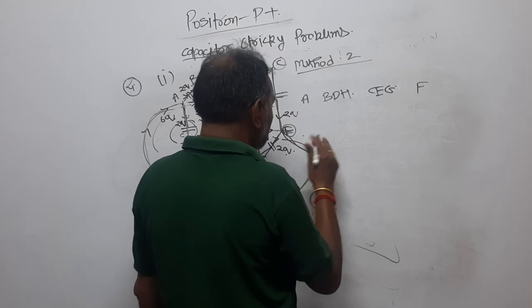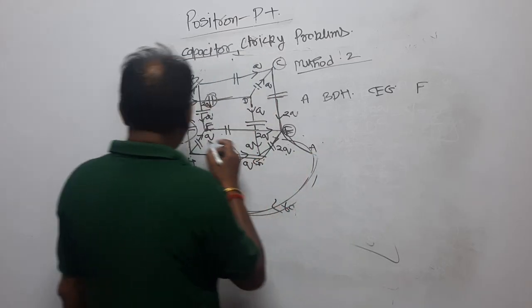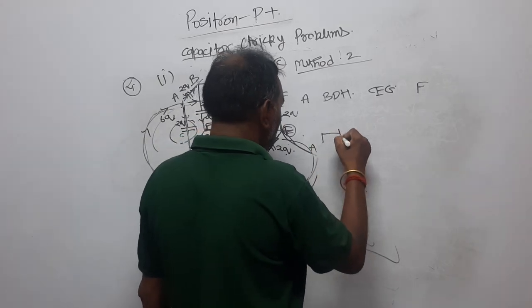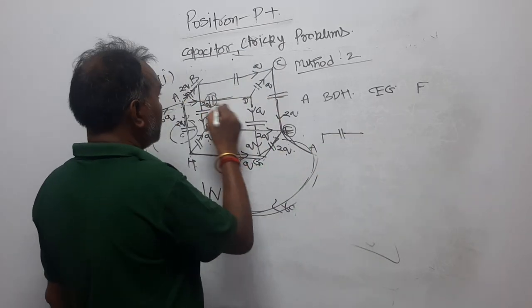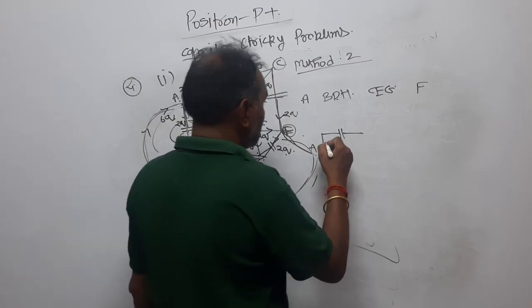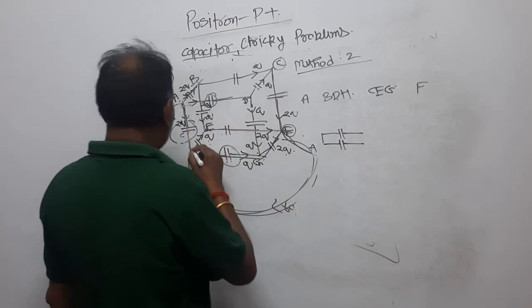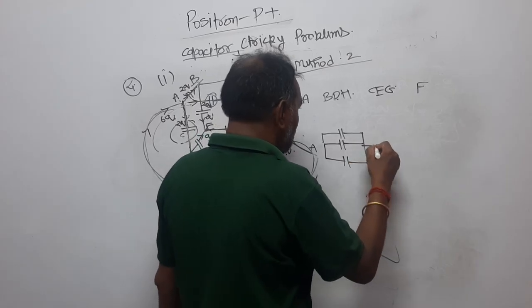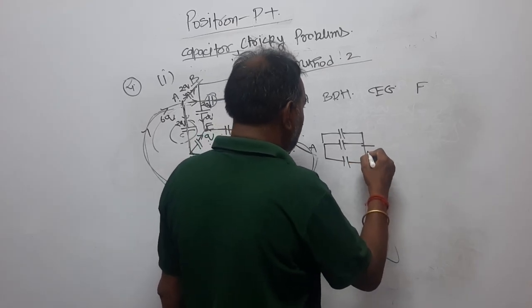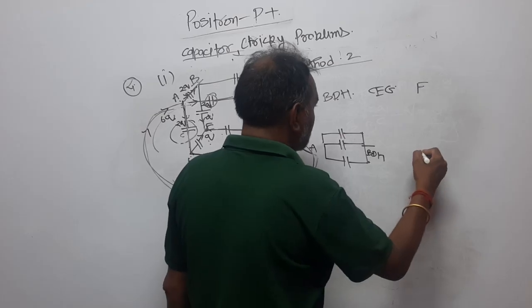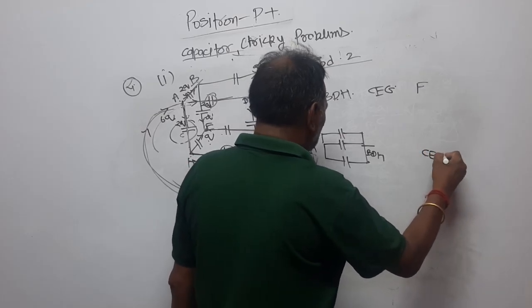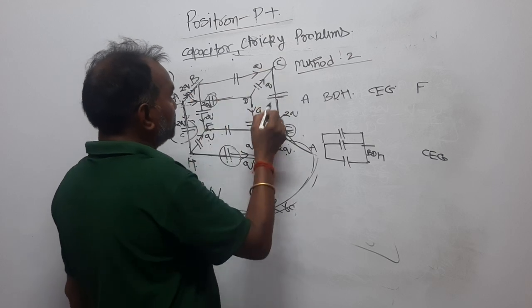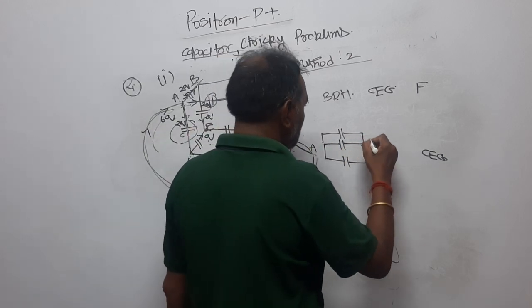Now dear student, let's move from A. This is A. Now move from A to B, there is a capacitor C. From A to D, there is another capacitor C. From A to H, there is a capacitor C. Now this is B, D, H and this is C, E, G. Now look here. From B to C, there is one capacitor.